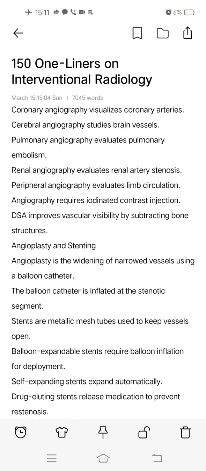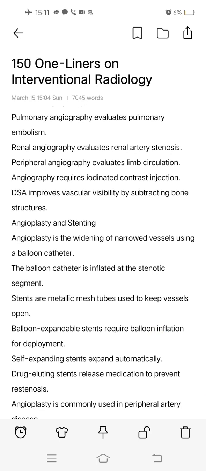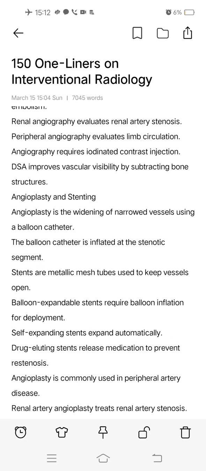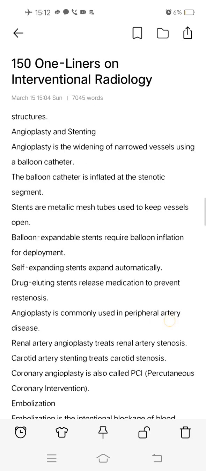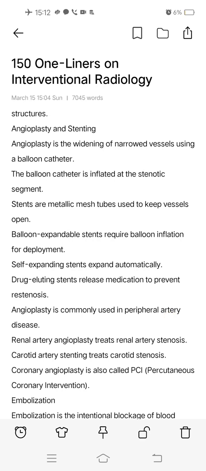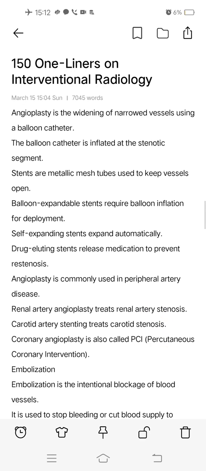Next, angioplasty and stenting. Angioplasty is the widening of narrowed vessels using a balloon catheter. A balloon catheter is inflated at the stenotic segment. Stents are metallic mesh tubes used to keep vessels open. Balloon expandable stents require balloon inflation for deployment. Self-expanding stents expand automatically. Drug-eluting stents release medication to prevent restenosis.